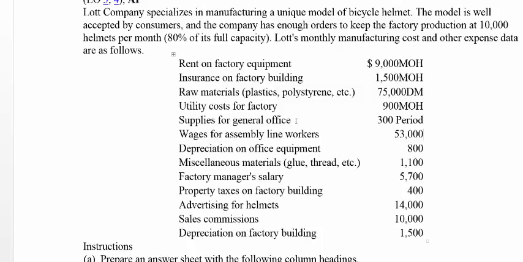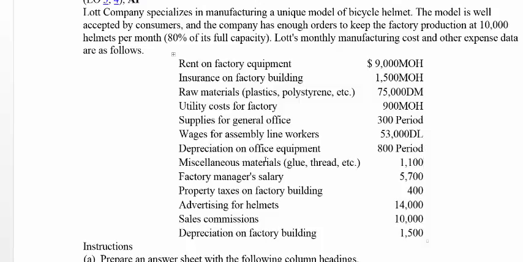Wages for assembly line workers. Assembly line workers are physically and directly involved in the manufacture. Therefore, they are direct labor, not indirect labor that would be manufacturing overhead, but direct labor. Depreciation on office equipment. Again, notice it says office, folks. So for the office, it's going to be a period cost.